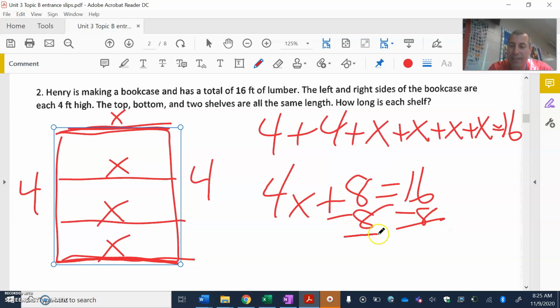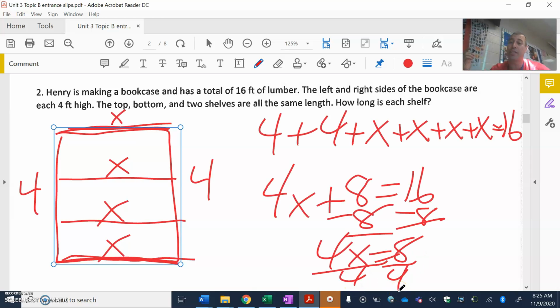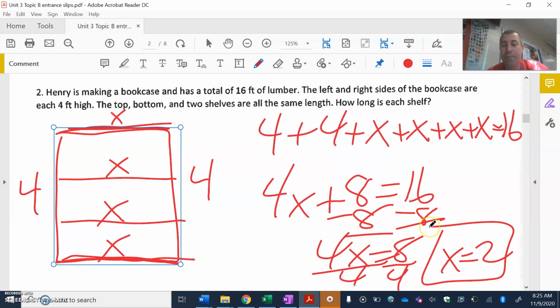Subtract 8 from both sides. 4x equals 8. Divide both sides by 4. And you can see less emphasis on solving the equation because I know we're strong in that now. X equals 2. So each one's 2 feet. Again, we're after the equation, people.